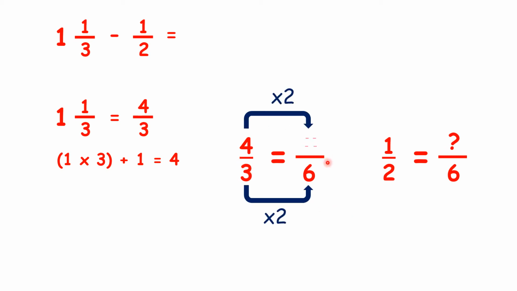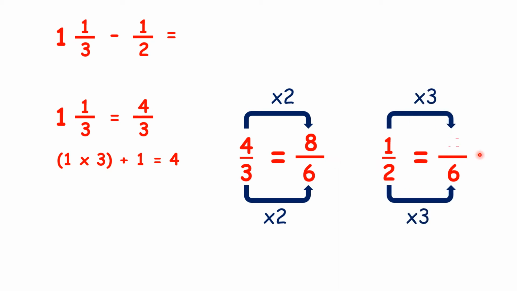4/3 is equivalent to 8/6. 1/2 is equivalent to 3/6, so we can rewrite our question. So we changed 1 1/3 into an improper fraction and then found an equivalent fraction with a denominator of 6. So we have 8/6 minus 1/2, which we changed to 3/6. That gives us our answer, 5/6.